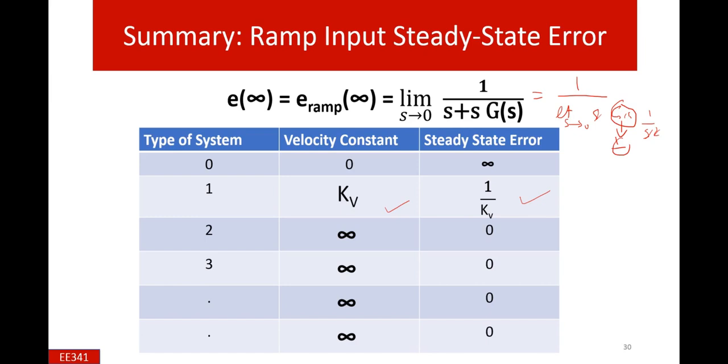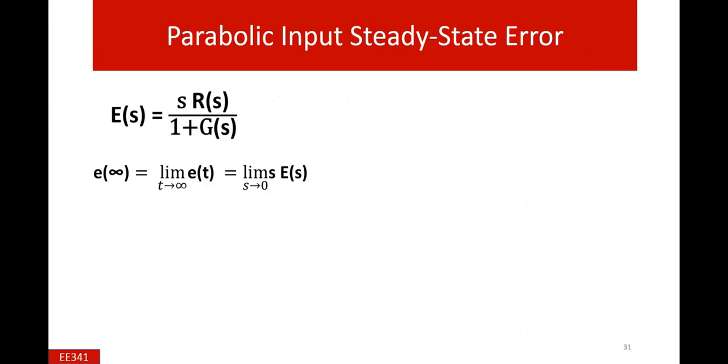For example, for simple ramp input, we have infinite steady state error, constant steady state error, and zero steady state error. It depends on the type of the system.